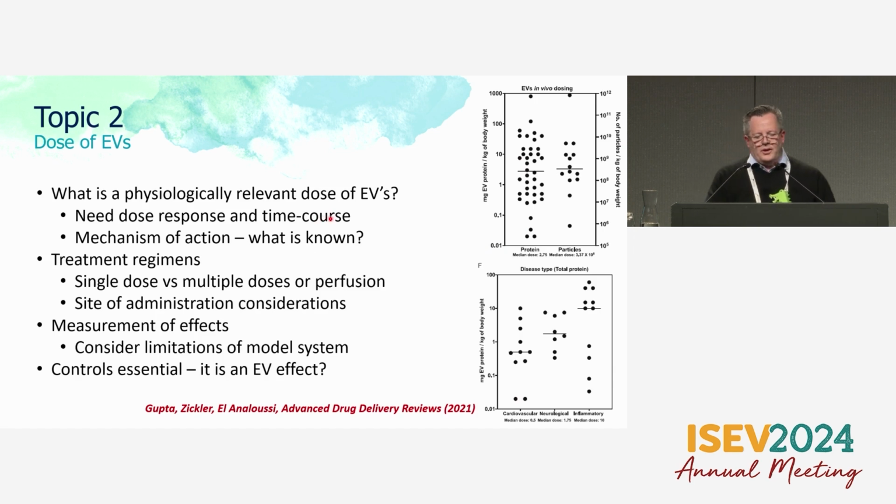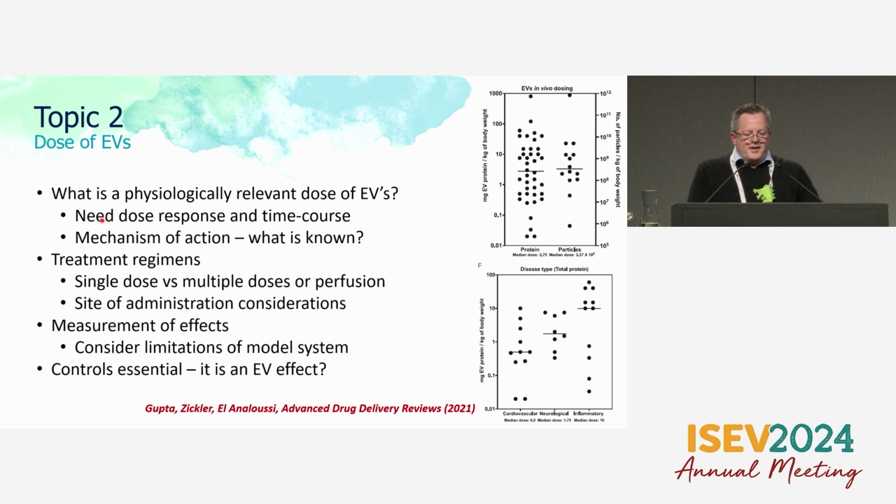Something we'll talk a lot about at the meeting today, and also throughout this week, is what kind of dose of EVs you need to use. So what is a physiologically relevant dose of EVs? That's a big question that we clearly don't have an answer for, and it will again depend on the system you're using and even the condition, whether it's a disease or a model or a normal control, for instance.